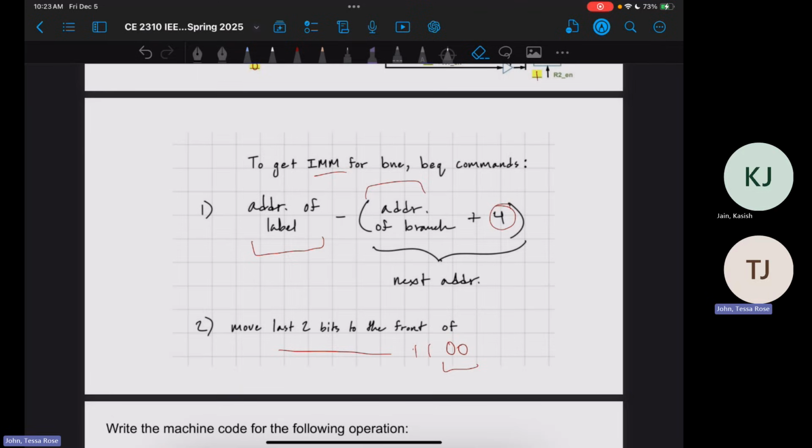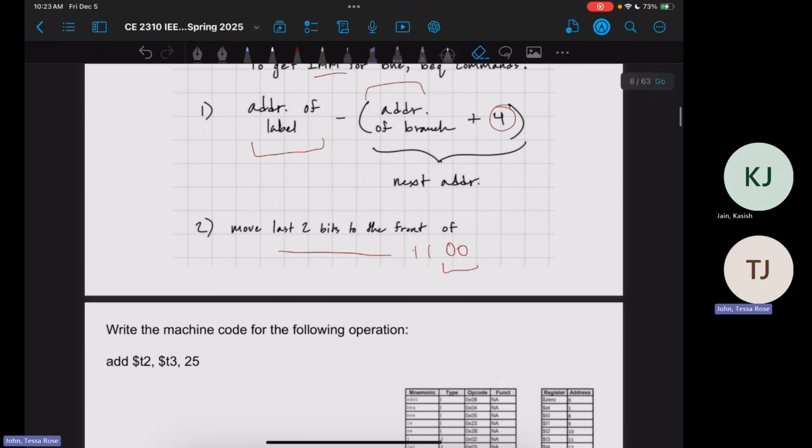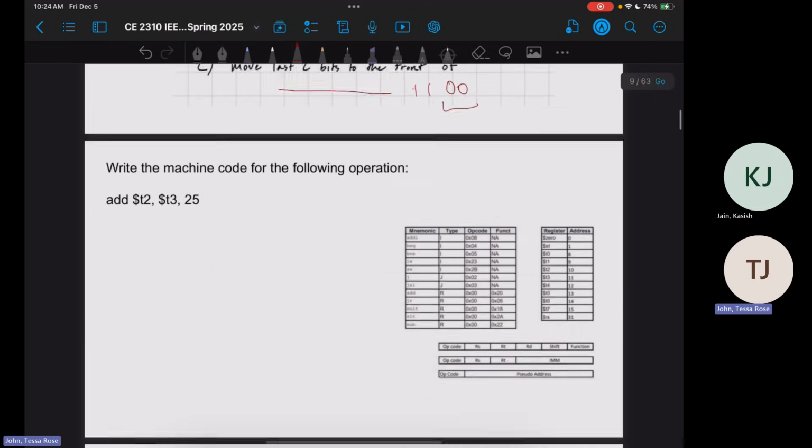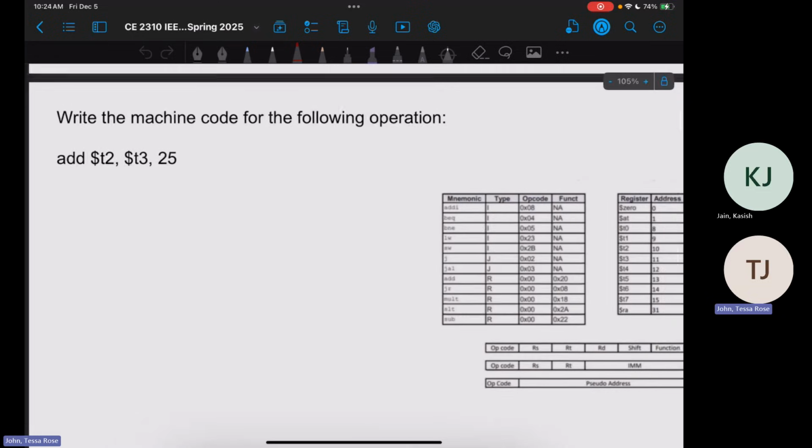Yeah. So the IMM is just the label address minus the branch plus 4. And you just have to memorize it. You won't be given it in the question, and then, again, you have to take off the last 2 bits. So it would always be 0, 0. So that's a way you can check your answer as well. If it's not, maybe something went wrong.